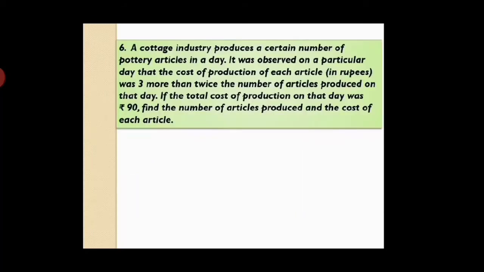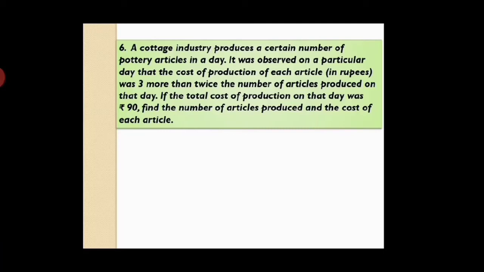Question number 6 is, a cottage industry produces a certain number of pottery articles in a day. It was observed on a particular day that the cost of production of each article was 3 more than twice the number of articles produced on that day. If the total cost of production on that day was rupees 90, find the number of articles produced and the cost of each article. Little bit lengthy question, student.